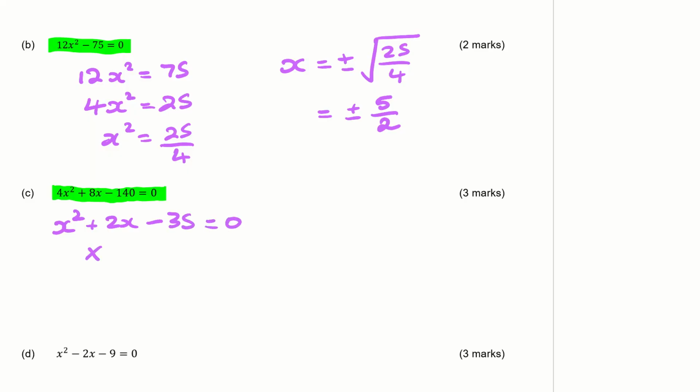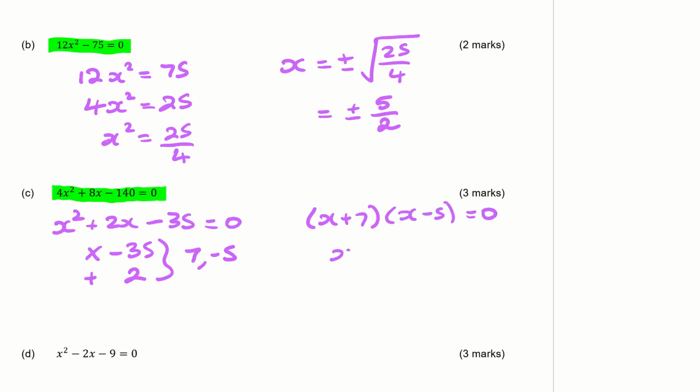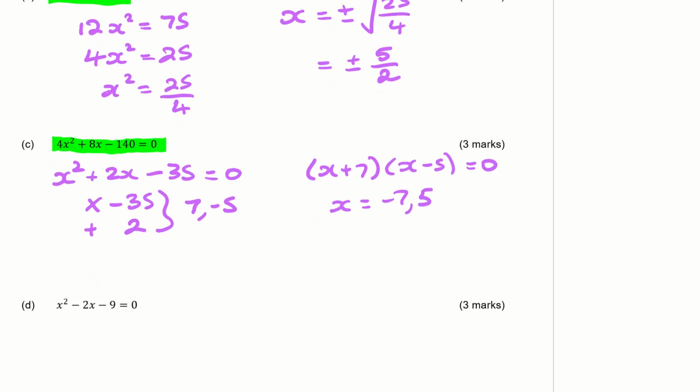We're looking for numbers that multiply to give negative 35 and add to give positive 2. And if we have 7 and negative 5, that will do that. So we have (x plus 7)(x minus 5) equals 0, giving us x is negative 7 or 5.